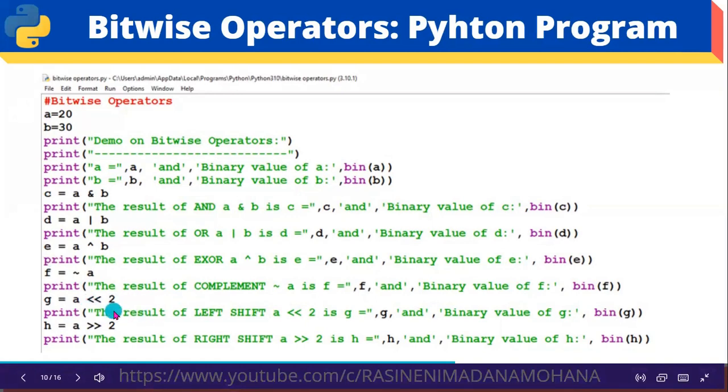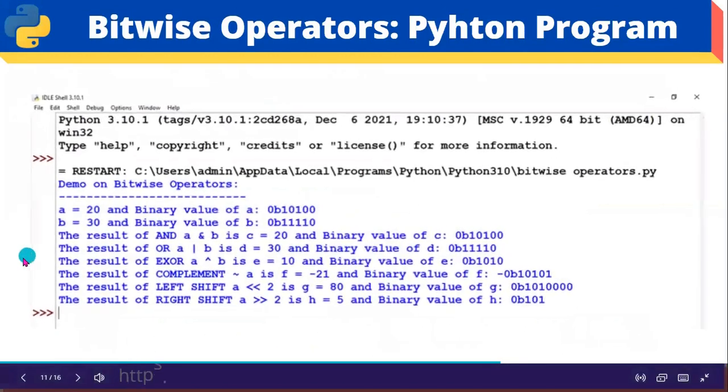The theoretical example uses the same values, given here for easy understanding. Then right shift also 2 cells for A only, that is stored in H. Then that is printing its binary value. So after running this program, you can see the output screenshot is also included here.